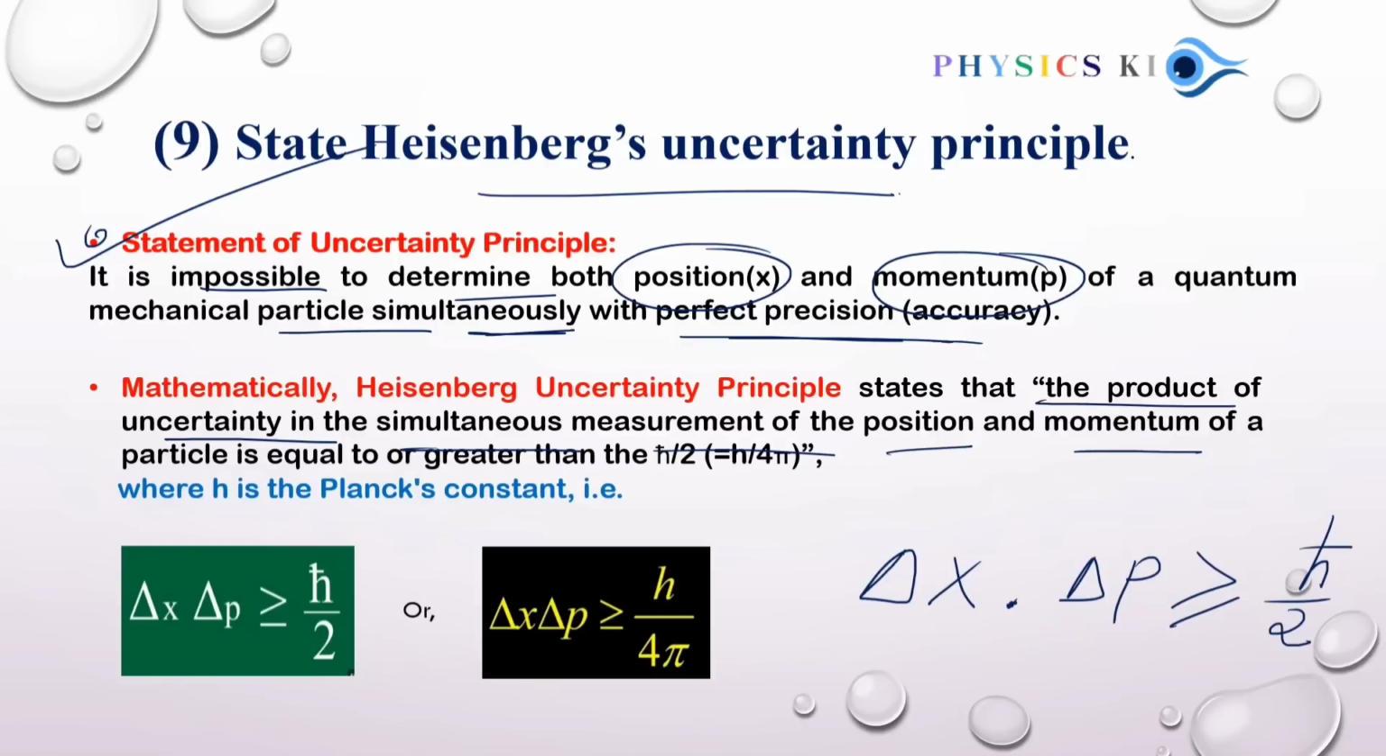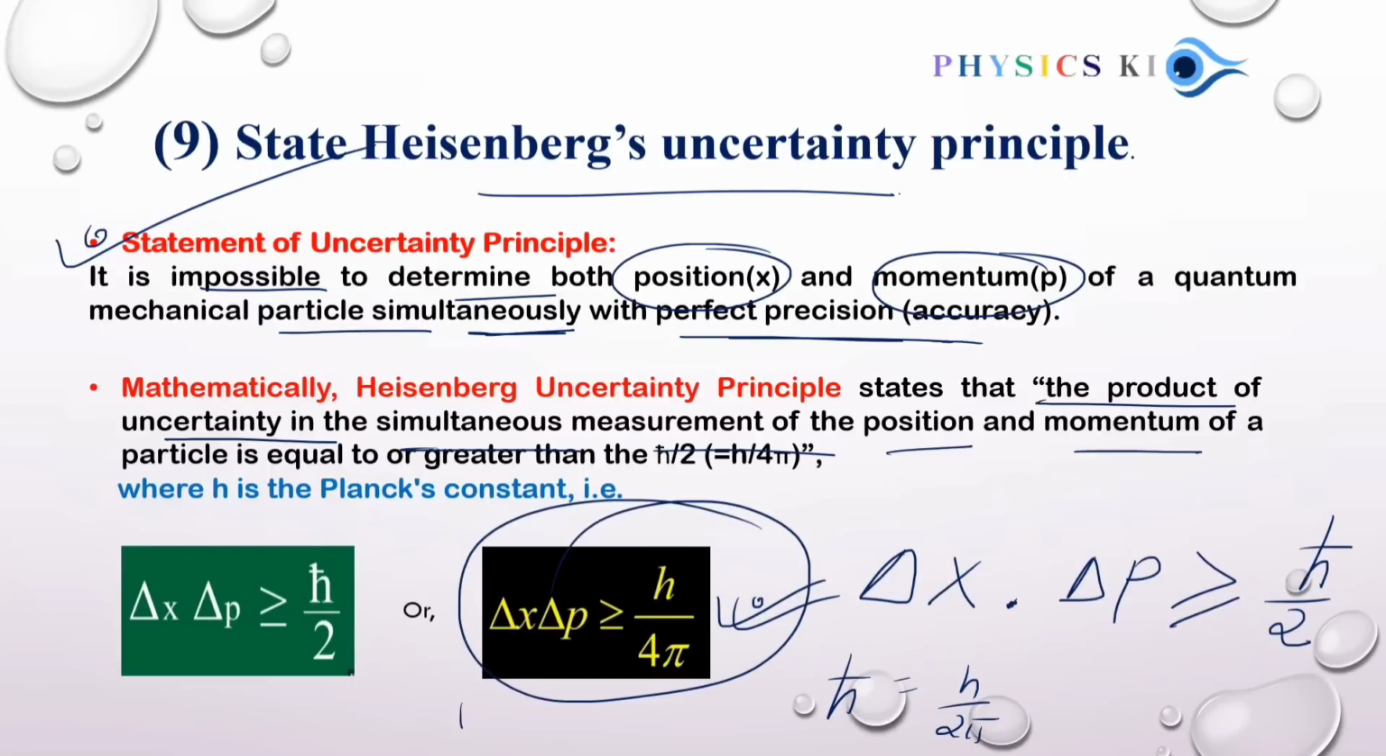And h cut means h upon 2 pi. So just put that, and we get this. Our final equation is this. Just write this equation, you got 2 out of 2. This is our Heisenberg uncertainty principle.